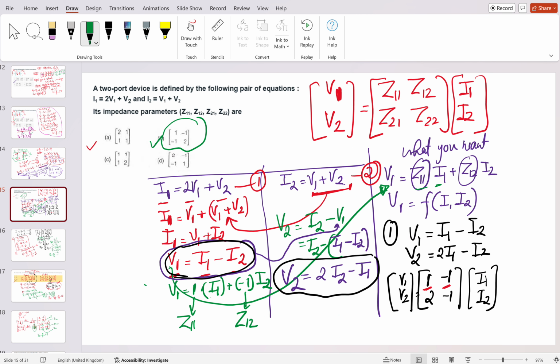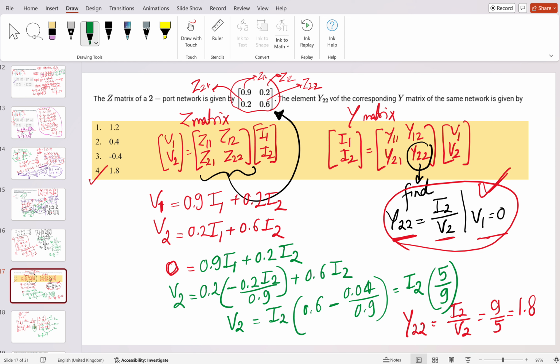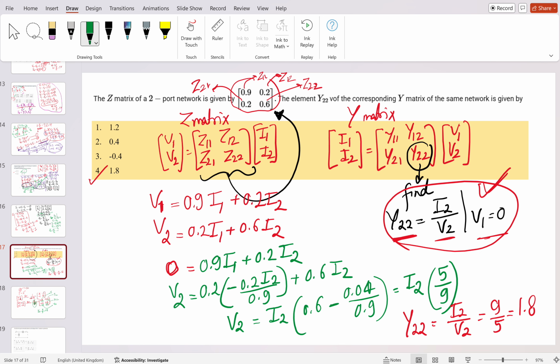Second kind of problem we have seen: you have certain equations, you can write and rearrange them, and you can get the values of another matrix. Third kind of problem: you know one parameter matrix, and you find out the second type of parameter matrix. Getting my point? So three kinds of problems we have solved currently.